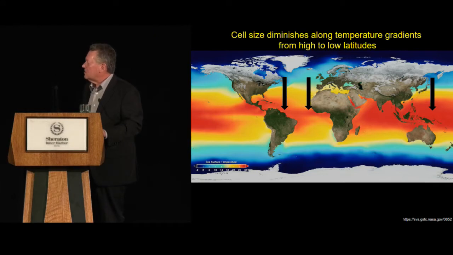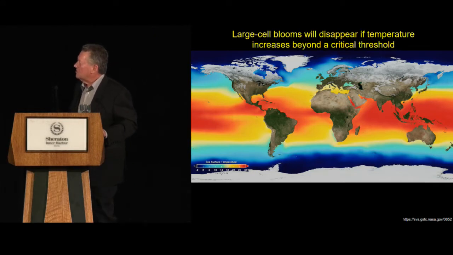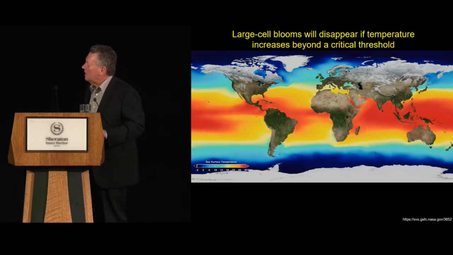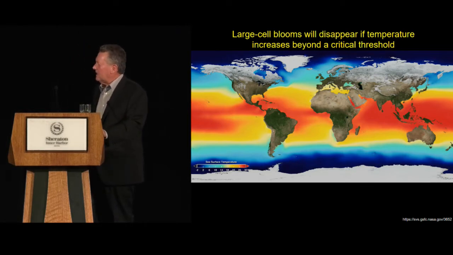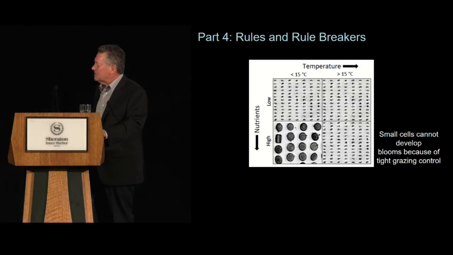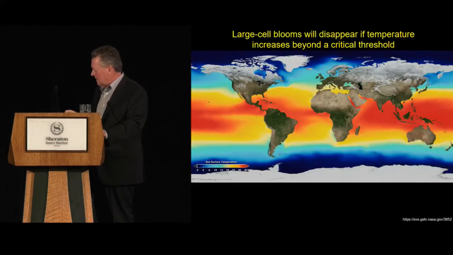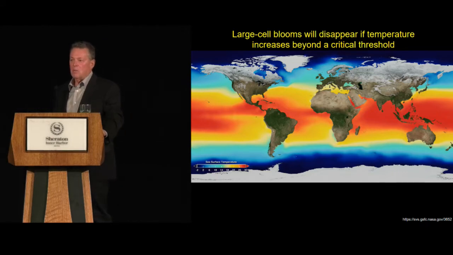And then following this one, the hypothesis that large cell blooms will disappear if temperature increases beyond a critical threshold. So we are imagining and anticipating expansion of these latitudinal bands of temperature towards the poles, and places that in today's climate have seasonal temperatures that fall below 15 degrees centigrade in the future might not. So the fourth hypothesis is that if that happens, we could anticipate changes in cell size, and in particular loss of the large cell component.